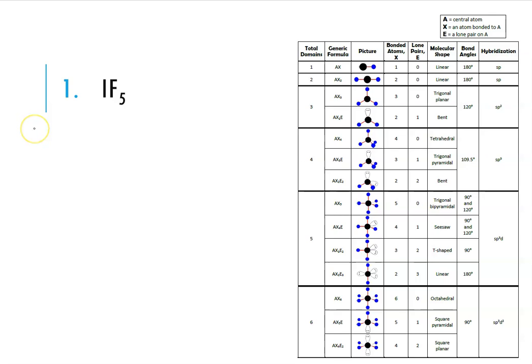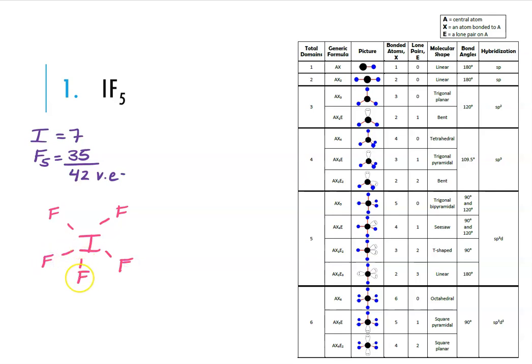All right, first up we have IF5. I is iodine in group 17, so it has 7 valence electrons. F is also in group 17, so it has 7 times 5 is 35. So I have a total of 42 valence electrons. I is my central atom, so I'm going to do 1, 2, 3, 4, 5 fluorines around my central atom.